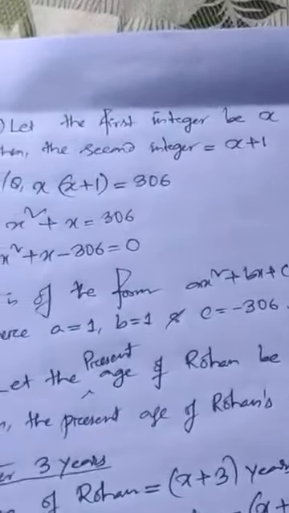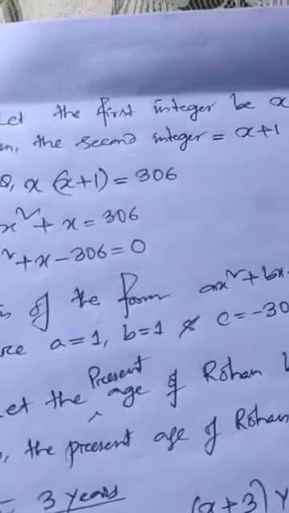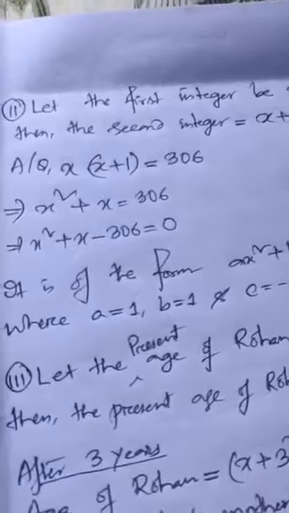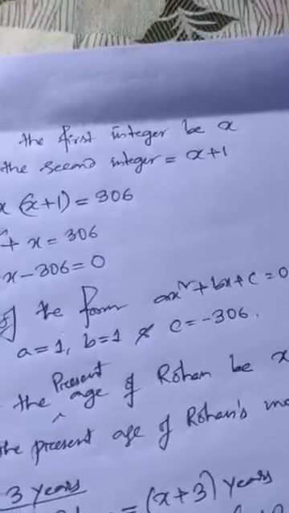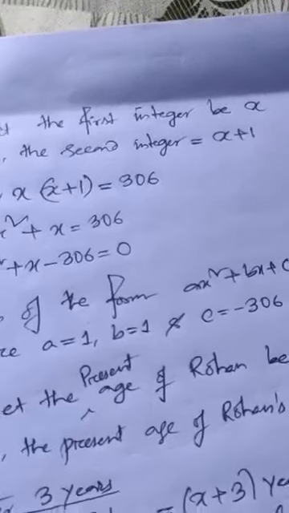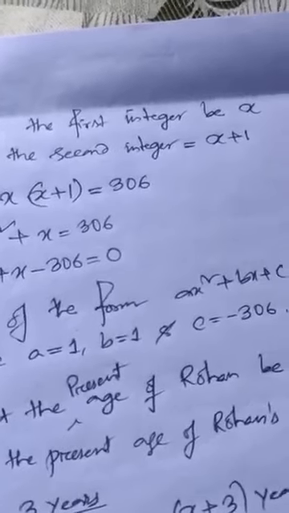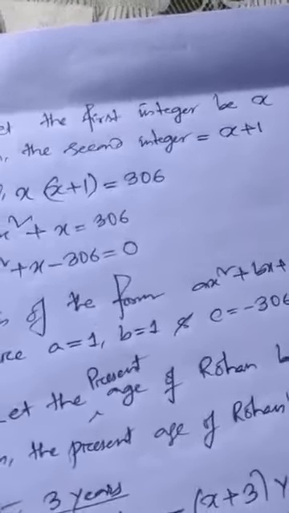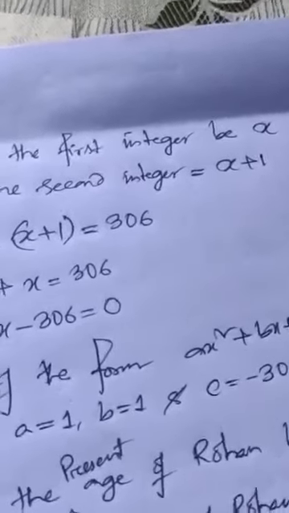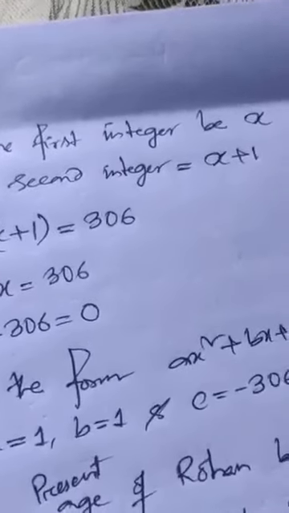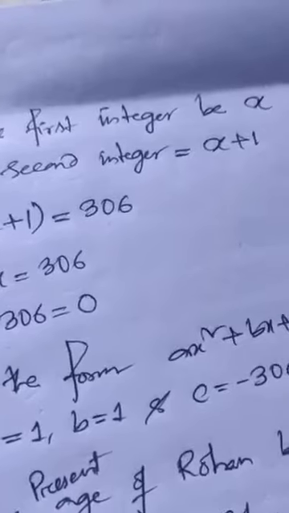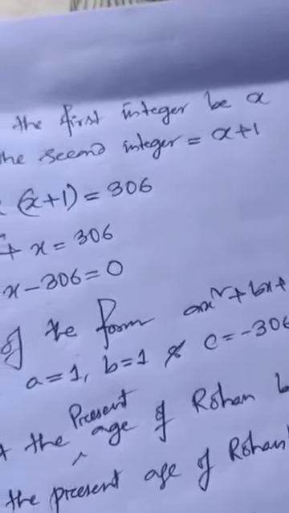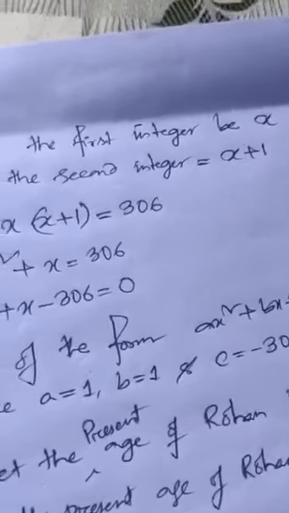So they were asking to find the integers, isn't it? And how many integers? We need to find two integers. That's why I have written let the first integer be x, then the second integer equals x plus 1. Now here you may be thinking, why did I do x plus 1? Why did I not do it with another number like x plus 2, x plus 3, x plus 4? For this, you have to have some common sense.